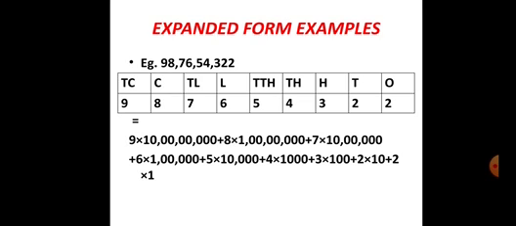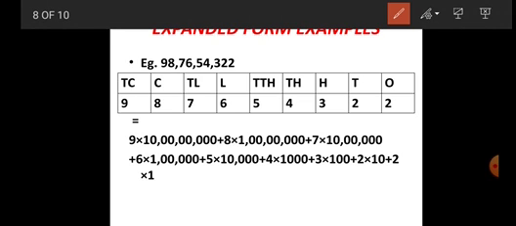Now again, one example I give you of expanded form. Our example is 98765432, and this number I wrote in a place value chart. Students, you will write the number in a place value chart. To solve the expanded form, it is a very easy method. So, listen.